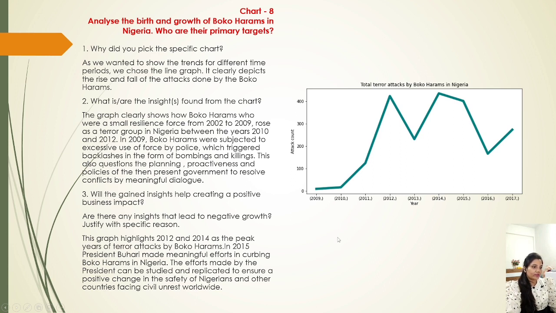So this graph highlights 2012 and 2014 as the peak years of attacks by Boko Haram. In 2015, President Buhari made meaningful efforts in curbing Boko Haram in Nigeria. The efforts made by the president can be studied and replicated to ensure a positive change in the safety of Nigerians and other countries facing civil unrest worldwide.